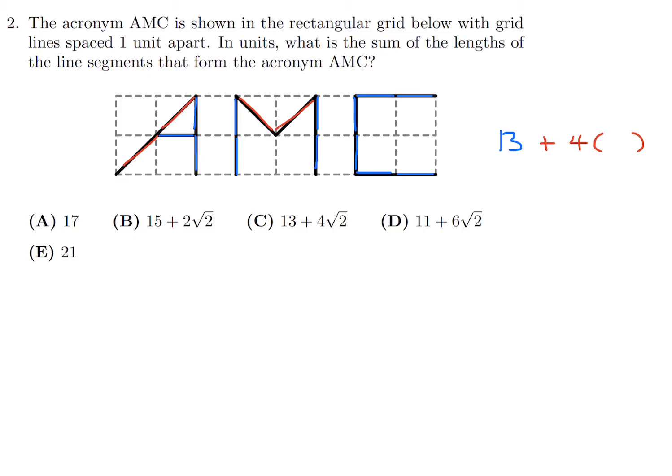Well, we can easily figure that out using Pythagoras. This is 1, and this is x, let's say. So 1 squared plus 1 squared is x squared, and therefore 2 is x squared, so x is root 2. So that is root 2. And there you go, 13 plus 4 root 2 is the answer. Number 2, that is C.